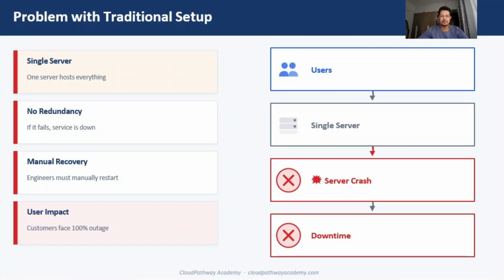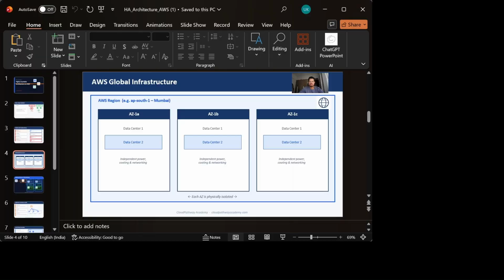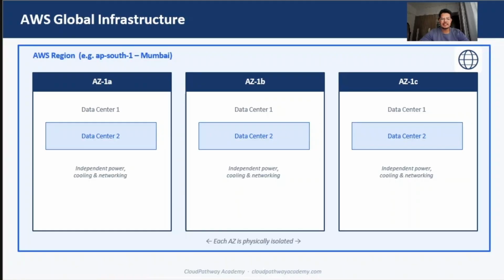Let us see how. Before we design our architecture, we need to understand the infrastructure we are building on. And this is one of AWS's greatest competitive strengths. AWS organizes its infrastructure around two key concepts: regions and availability zones. A region is a geographical area where AWS has deployed infrastructure. For example, ap-south-1 is the Mumbai region. AWS currently has over 30 regions worldwide, with more coming. Inside each region, there are multiple availability zones, typically 3 or more.